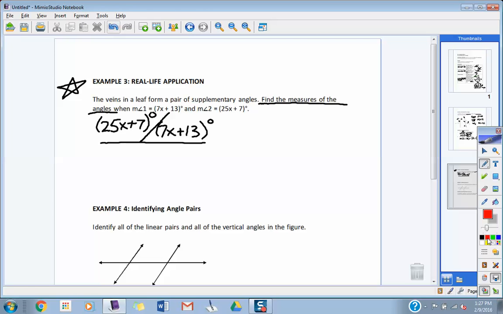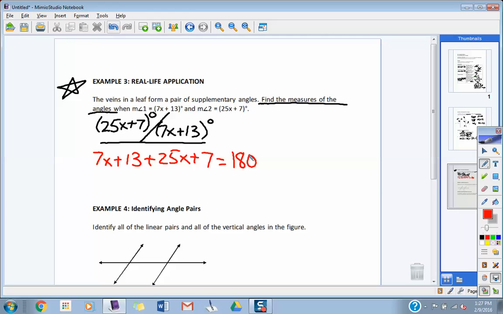Anybody? You want it, Chloe? All right, what's your equation? 180 equals 7x plus 13 plus 25x plus 7. So you're saying if I take the two angle expressions, 7x plus 13, and add that to 25x plus 7, in other words, I'm adding the two angle measures up, right? And that's going to equal what value again? Why 180? Definition of supplementary angles. Very good.